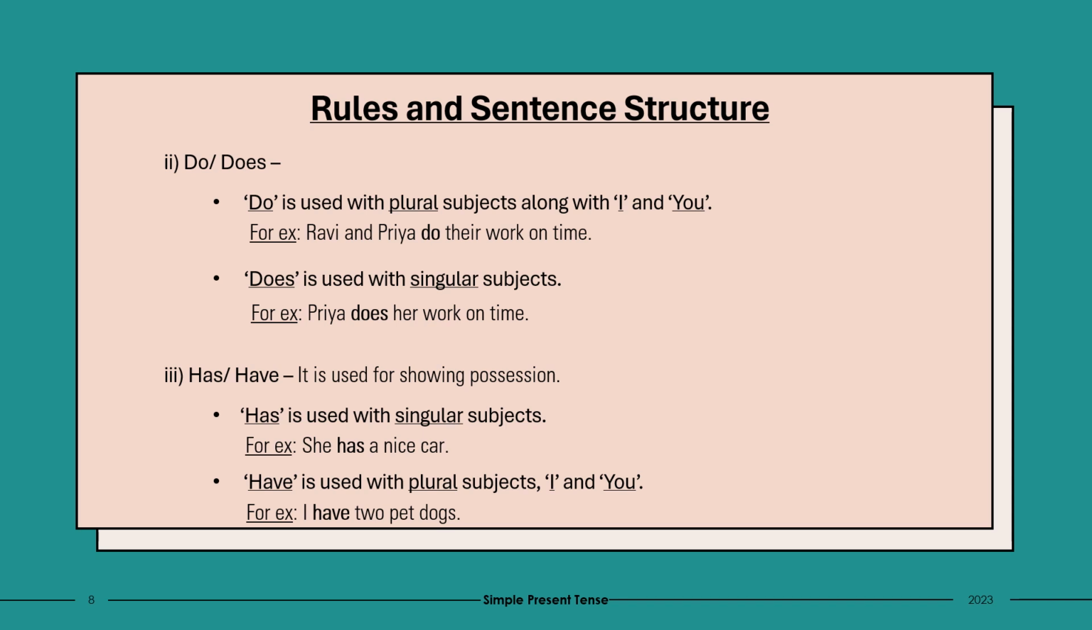The third auxiliary verb is has or have. Again, has is ending with s, so it is used with singular subjects. For example, she has a nice car. Have is used with plural subjects, with I and you. For example, I have 2 pet dogs. Okay? And what is the function of has and have? It is used to indicate possession.